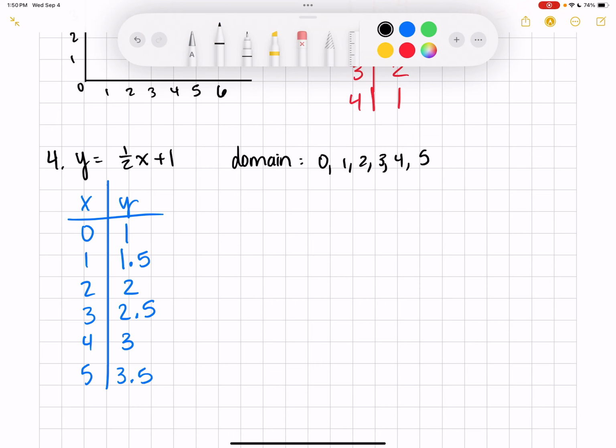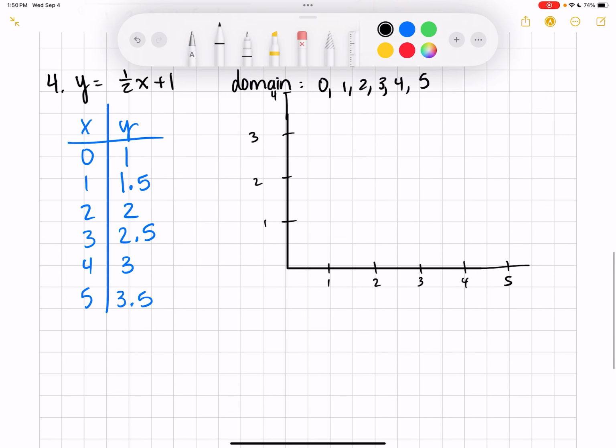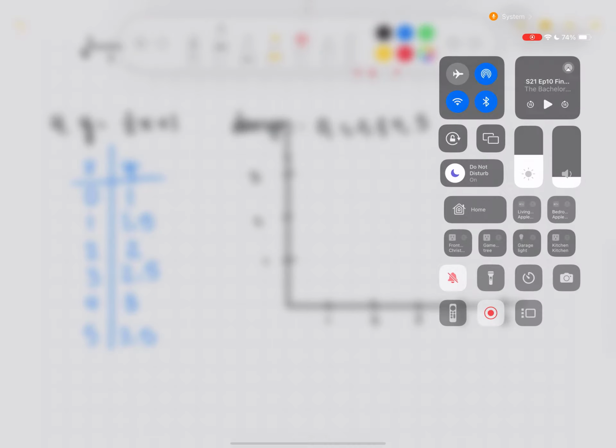So then when I come over here to graph it, it's a little bigger. Then I can't even see the grid lines on here. The lighting is weird.